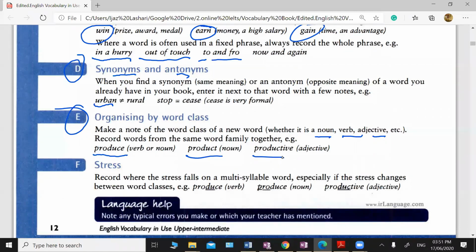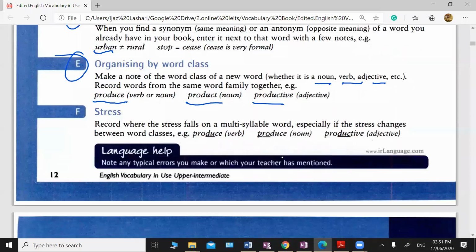You can also study one word and change it into a noun, a verb, or an adjective. So one word gives you so many other words. There's another technique to learn vocab. Okay, we move on to the next one.